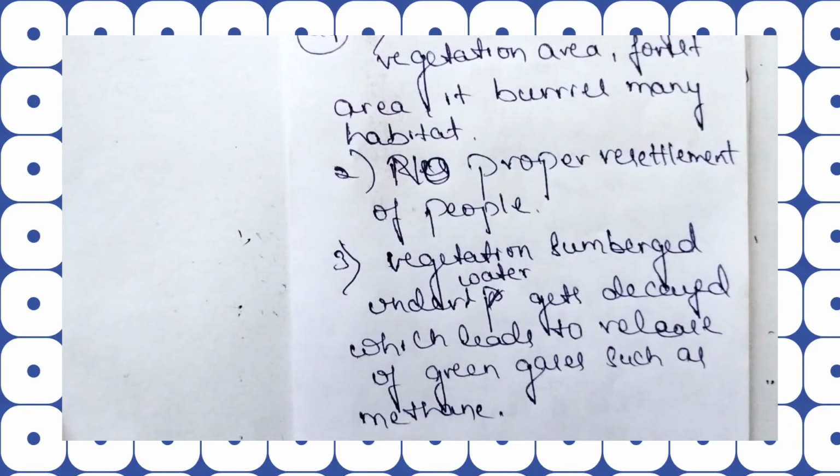So like this we have to answer three questions. One, because a huge area of vegetation cover is lost, so many animals lose their habitat. So no proper settlement will be given for the people. Then vegetation submerged under water may get decayed, and this leads to release of greenhouse gases such as methane.